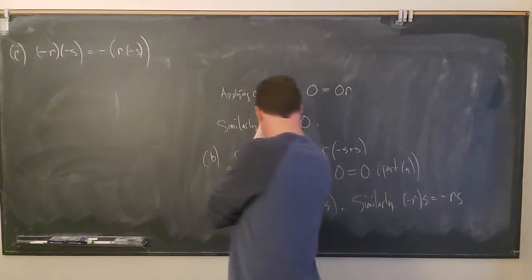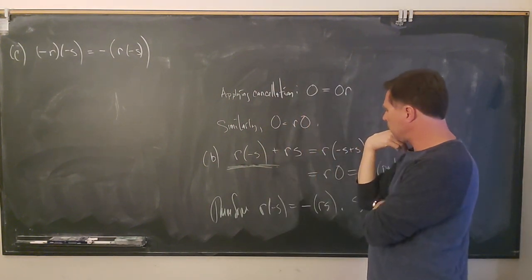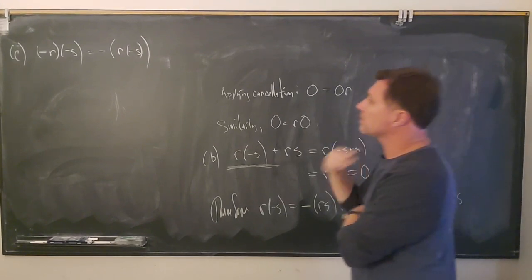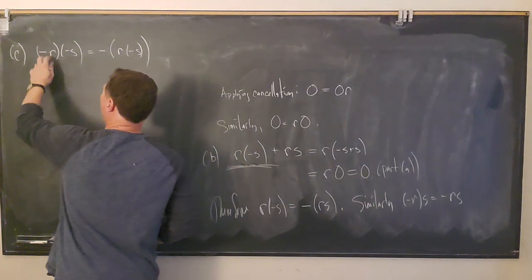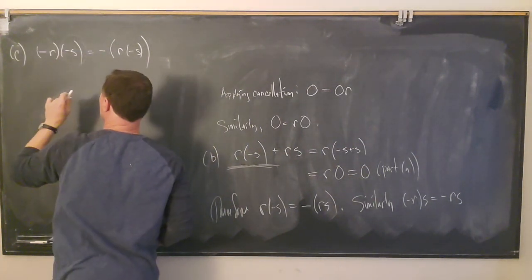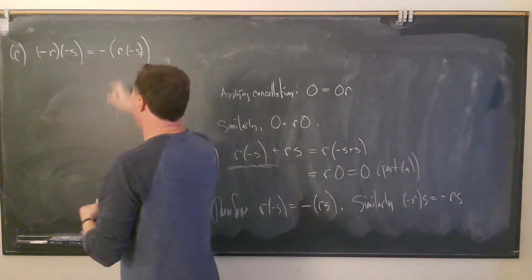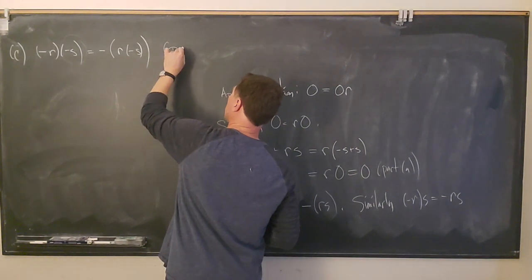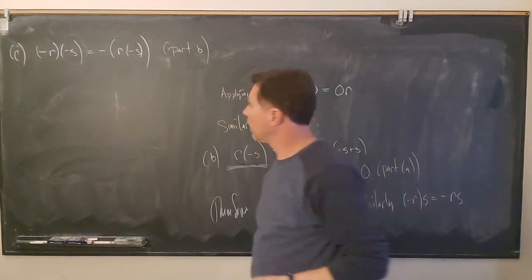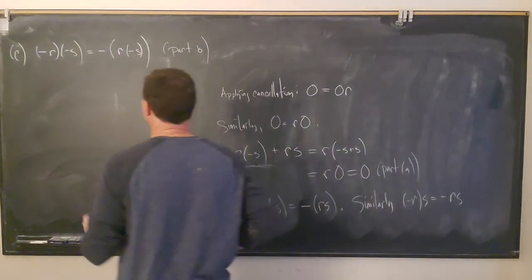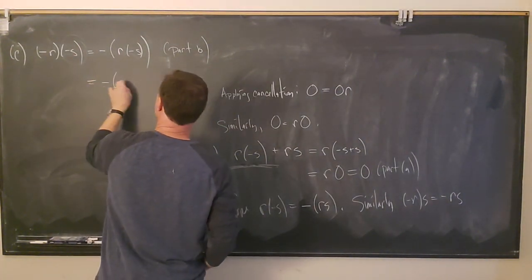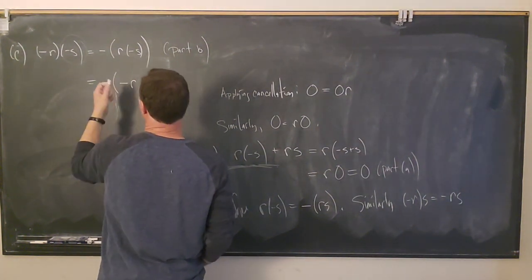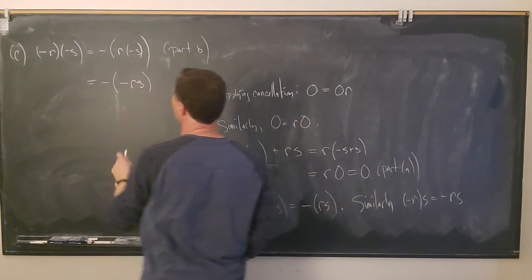Well, okay, so what just happened? What am I using? I'm using part B. Part B says that minus R times whatever this thing is the additive inverse of R times that thing. All right, so this is from part B. And then I'm going to do it again. This is equal to minus R times S, right? Once again, this is part B.